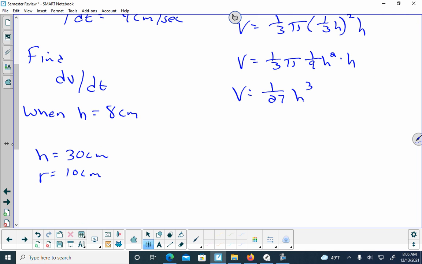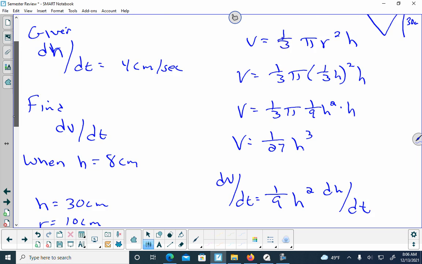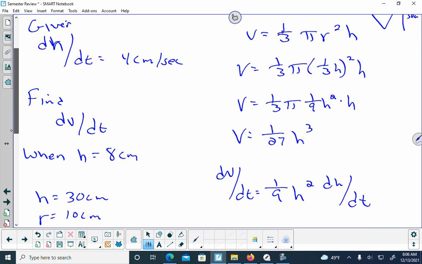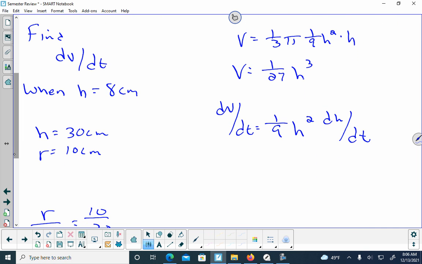And now I am going to take the derivative. So dV/dt. When I take 3 times 1/27, I'm going to get 1/9 H squared dH/dt. So now that I've taken the derivative, I'm going to substitute in what I know. So I was given that the dH/dt is 4. And I'm doing this when my height is 8. And I'm looking for the change in volume.